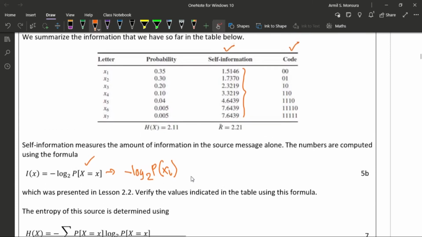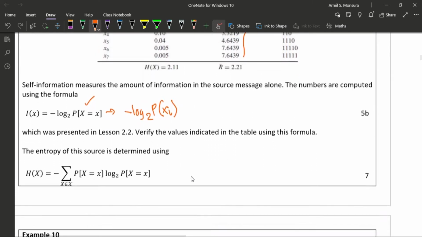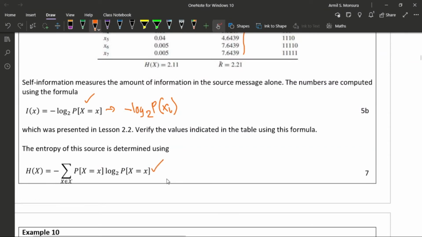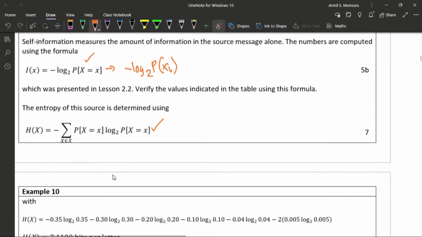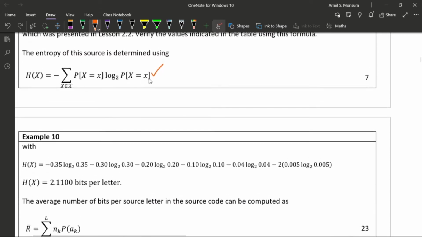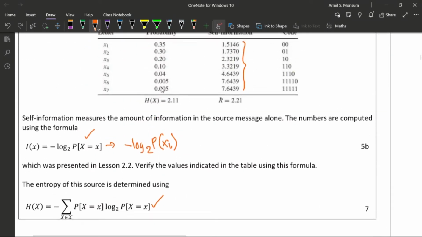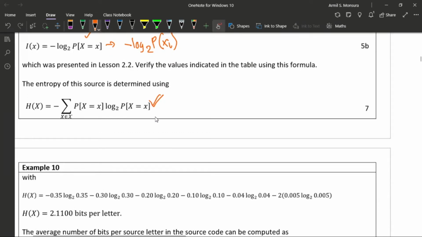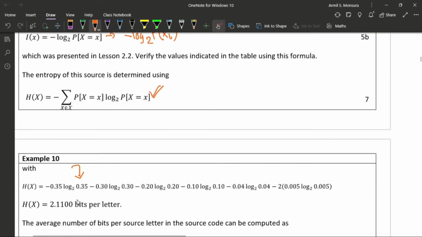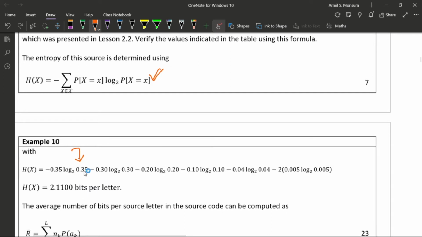Now we compute the entropy of this source, by using this formula that we have studied in a previous lesson. So this is the sum of the probability of occurrence of each letter times the self-information for each letter. Kapag ito, in-expand natin from the table, if we actually use these probabilities and expand this formula, we will come up with this statement. So please verify that this computes to 2.1100 bits per letter.